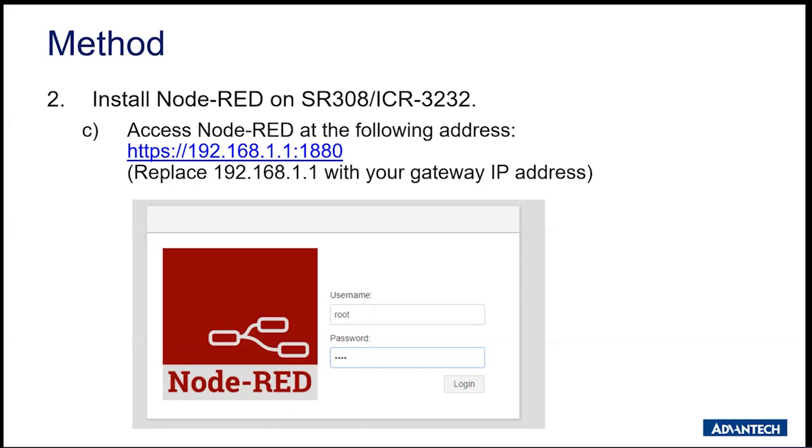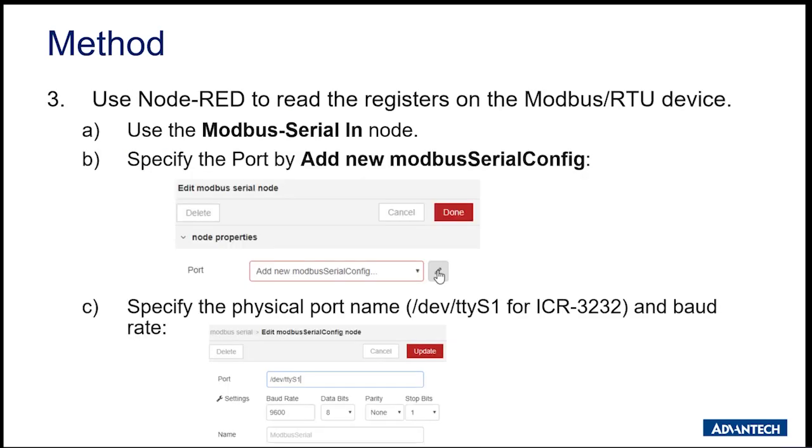So once it's done, we go to our gateway address and add port 1880, and using the credentials, as I mentioned earlier, in the device. If it's root and root, that's the same ones that'll be here. So the next step is using Node-RED to read the registers from the Modbus R2 device.